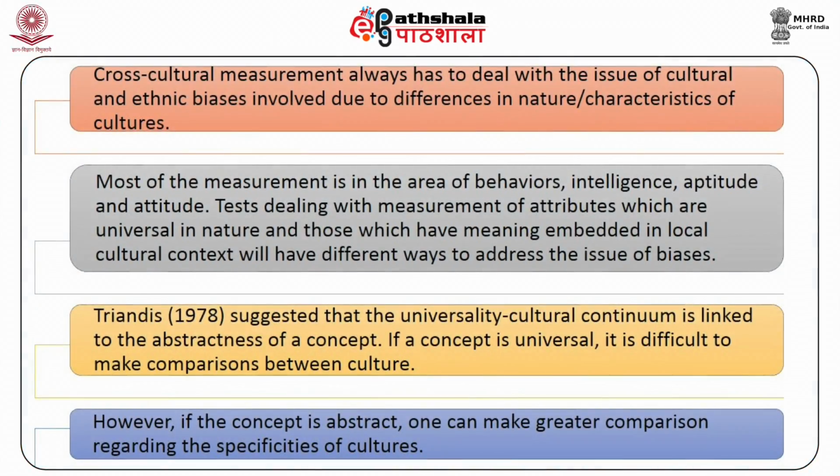Cross-cultural measurement always has to deal with the issue of cultural and ethnic biases involved due to the differences in the nature and characteristics of cultures. Most of the measurement is in the area of behaviors, intelligence, aptitude and attitude. Tests dealing with measurement of attributes which are universal in nature and those which have meaning embedded in local cultural context will have different ways to address the issue of biases.